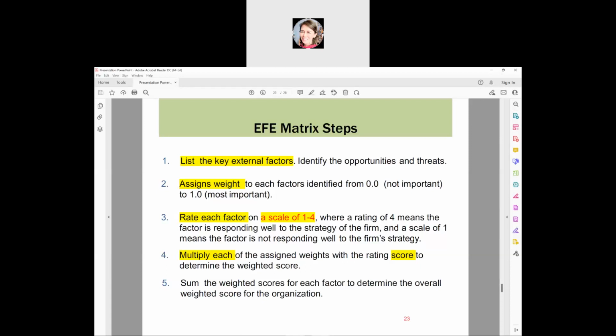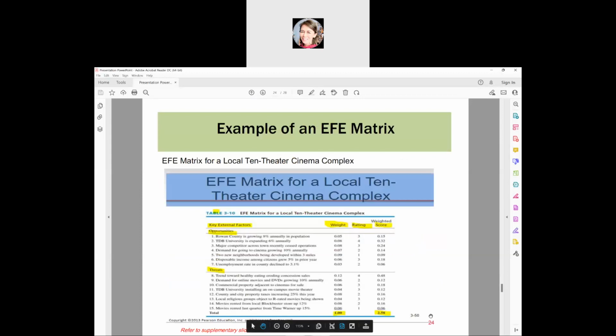Let me just move over to slide number 24. This is what the EFE matrix looks like after completion. So you'd have all these elements: key external factors, weight, rating, weighted score, and so forth. Maybe at this point of time, it's kind of difficult for you to imagine what it is. But as you read further on the elements and do it practically later on, you'll be able to understand.